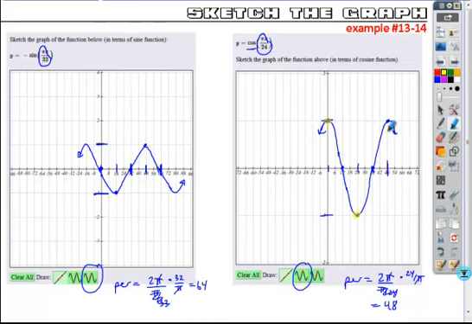Okay, again, you do have to be careful of where you're putting your points. Okay, so here you have midline and minimum. Here you have max and min.